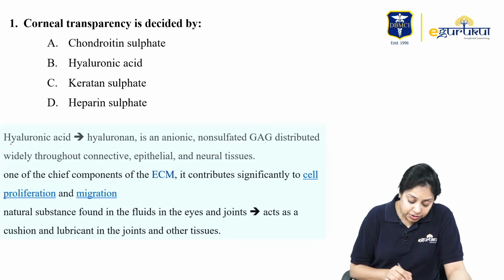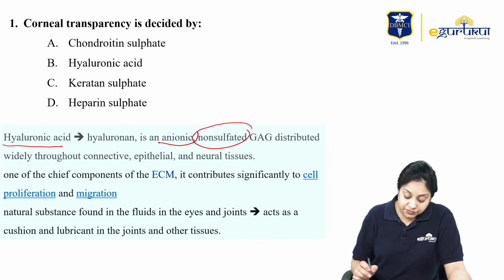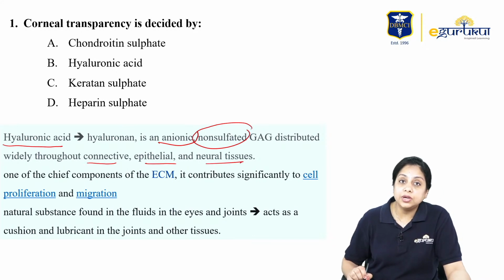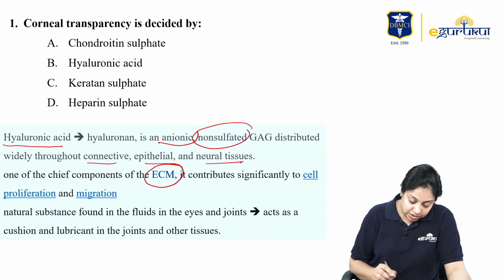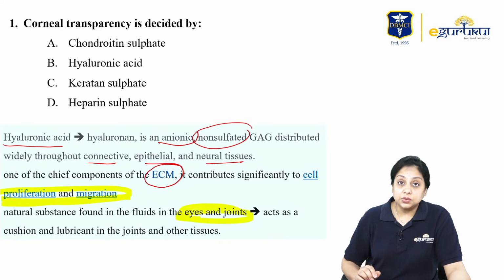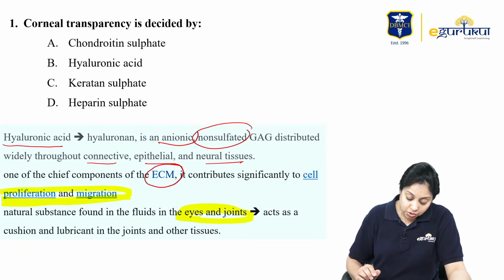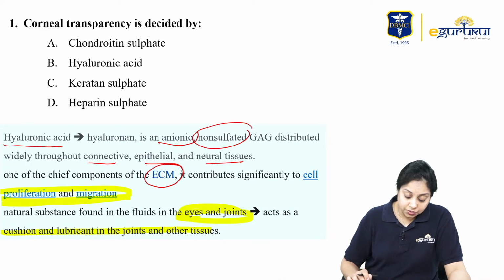Second choice, hyaluronic acid, right? It is an anionic and non-sulfated GAG. Where is it found? It is found in the connective, epithelial and neural tissues, and is a major component of the extracellular matrix. It contributes significantly to cell proliferation and cell migration, and it is a natural substance which is found in the eyes and the joints. Since it says the eyes, you might think it is related to corneal transparency also, but its major function is cushioning and lubrication, right? That is the major function of hyaluronic acid.